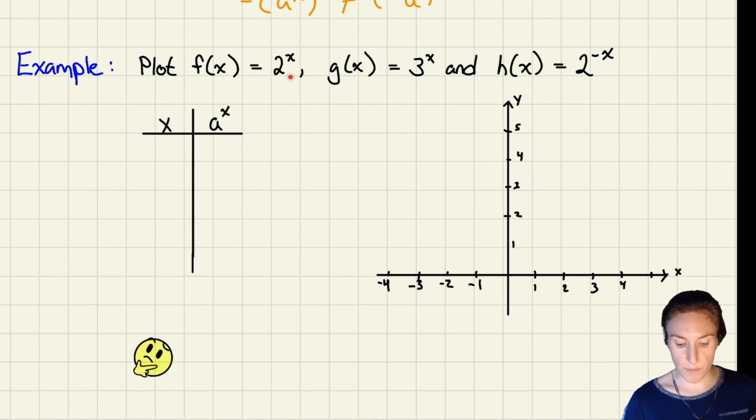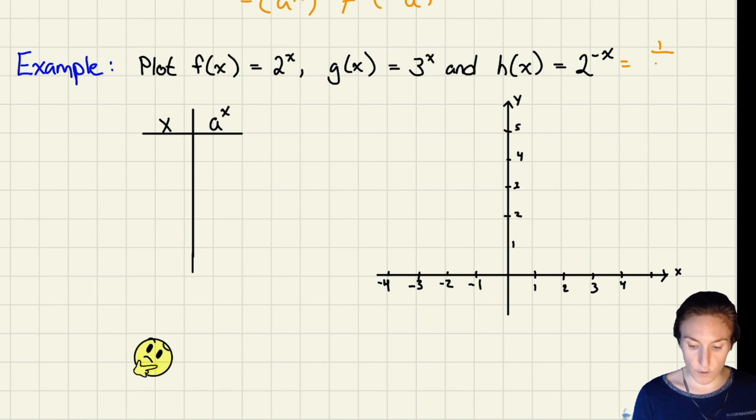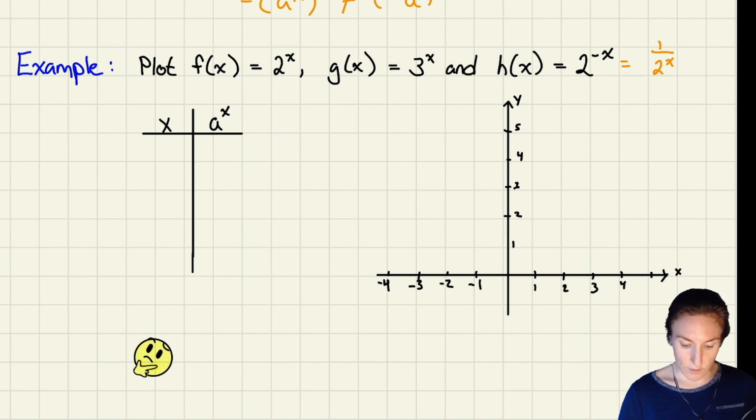Okay, let's look at an example to have a better understanding of this. We're going to plot 2 to the power of x, 3 to the power of x, and then 2 to the power of negative x. And remember, by our exponent rules, this is the same as 1 over 2 to the power of x. All right, now let's consider what this function will look like if we have negative values or if we have positive values.